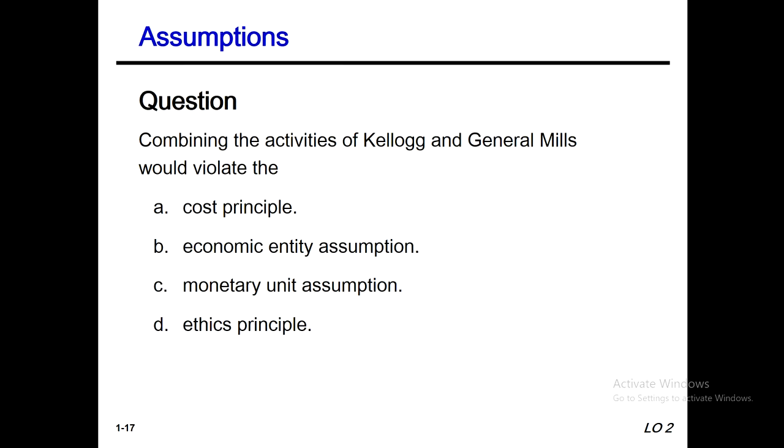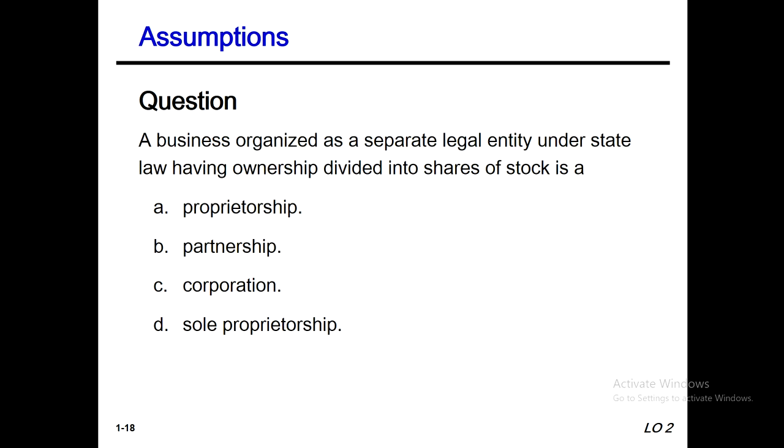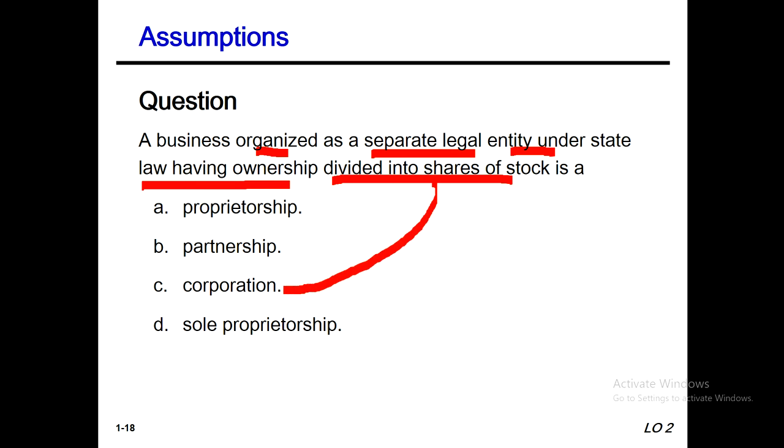So now we have some questions related to assumptions. Combining the activities of two companies, Kellogg and General Mills, would violate which one? Cost principle? No, this must not be violated. Economic entity assumption, it may be. Monetary unit assumption not violated, and ethics principle not violated. So I think B will be the answer. Yes, B. Now question number 2: the business organization as a separate legal entity under state law having ownership divided into shares. We know being divided into shares relates to a corporation. So I think the answer would be the corporation.